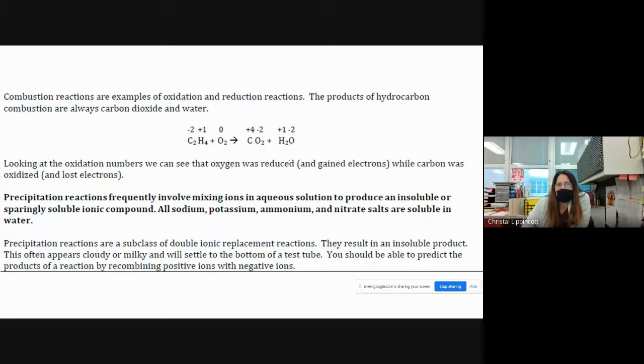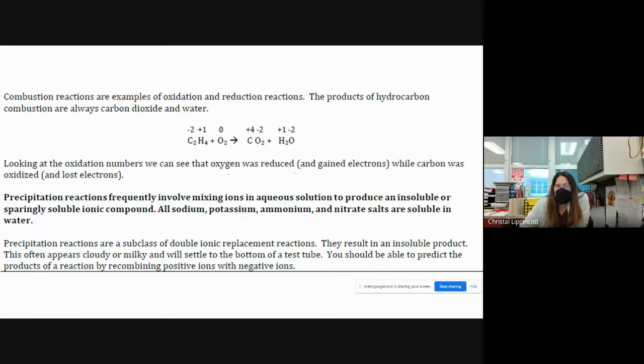All right, combustion reactions are examples of these oxidation reduction reactions. Products of the hydrocarbon reaction are always CO2 and H2O. So here you can see that this is a +1, this is a -2, +4, -2. I typically will start with the anion first, or the last element, because that one is typically assigned a steady number. The number for the element in the front sometimes changes. So I will typically start with the second element in the compound and identify that before I move on.